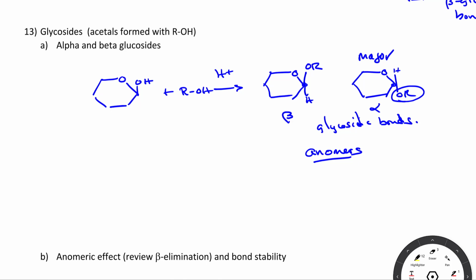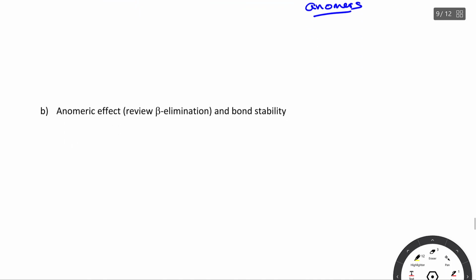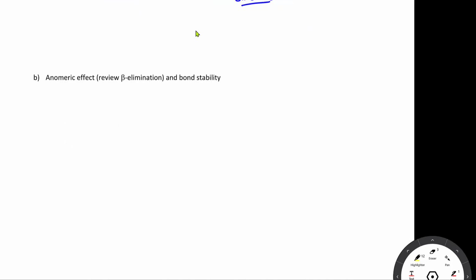And to understand this anomeric effect, we have to go all the way back to beta eliminations and relearn the idea of orbital overlap when you do anti-eliminations. So just to review, when we do beta eliminations, the beta hydrogen that's eliminated and the leaving group have to be anti to each other in order for the elimination to take place.